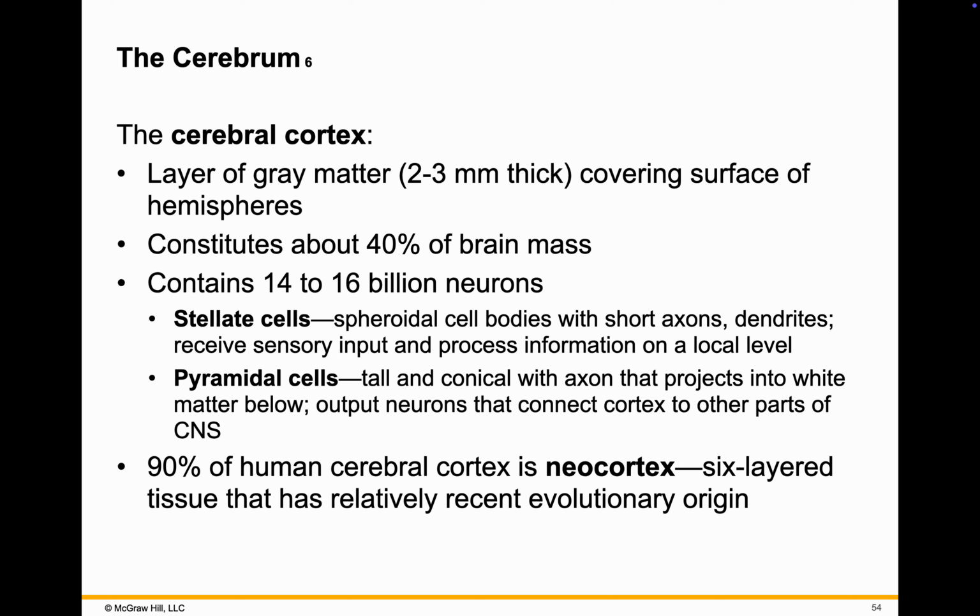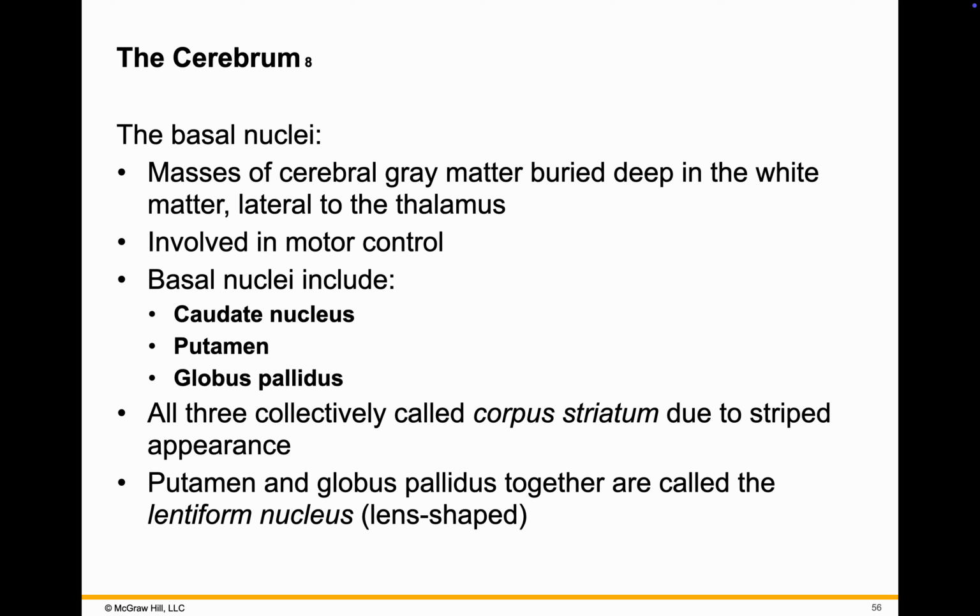The basal nuclei are masses of cerebral gray matter buried deep in the white matter, lateral to the thalamus. They're involved in motor control. They include the caudate nucleus, the putamen, and the globus pallidus. All three are collectively called the corpus striatum because they have a striped appearance, and the lentiform nucleus is the putamen and the globus pallidus. And they are shown here. See them on this side.